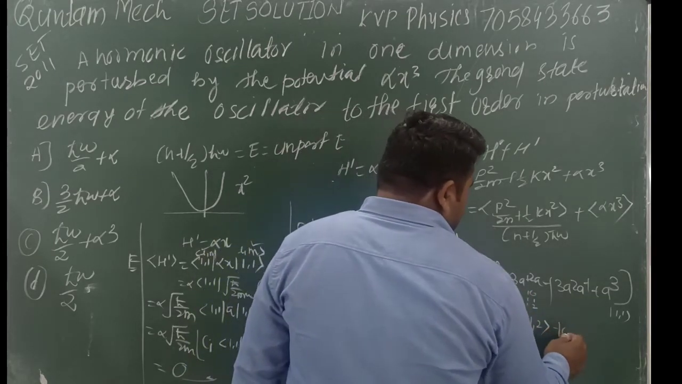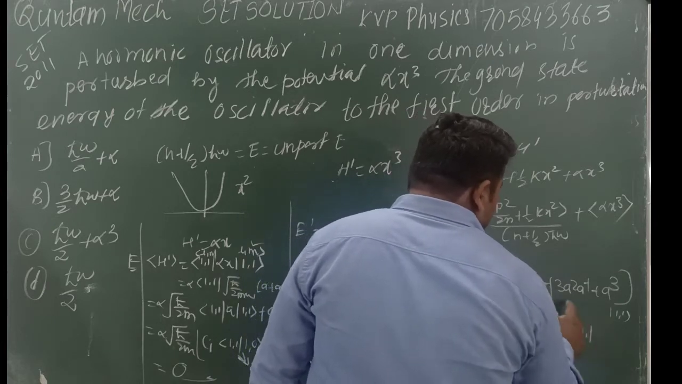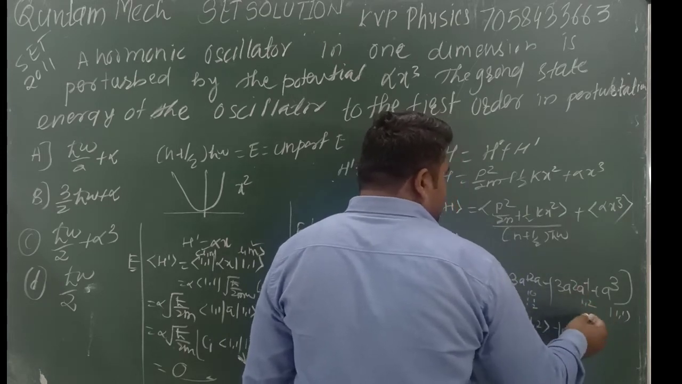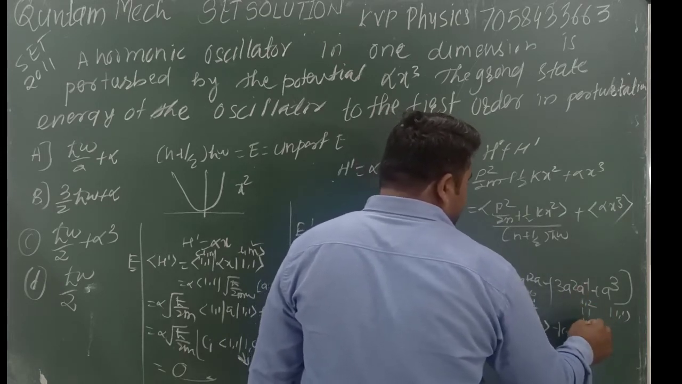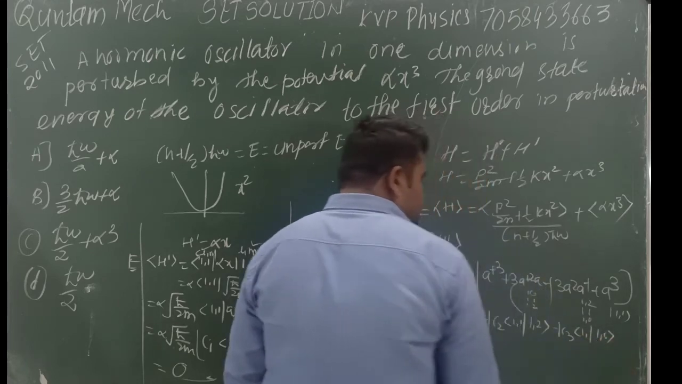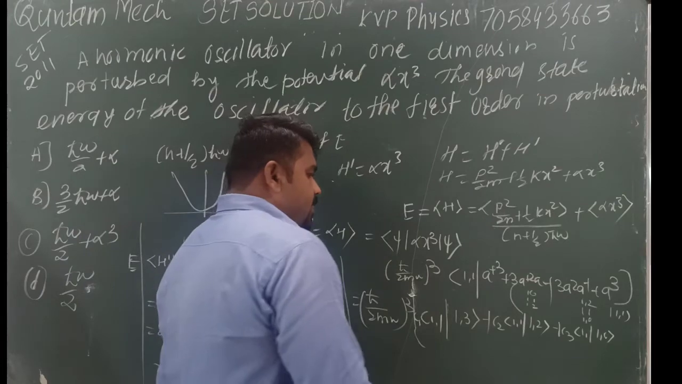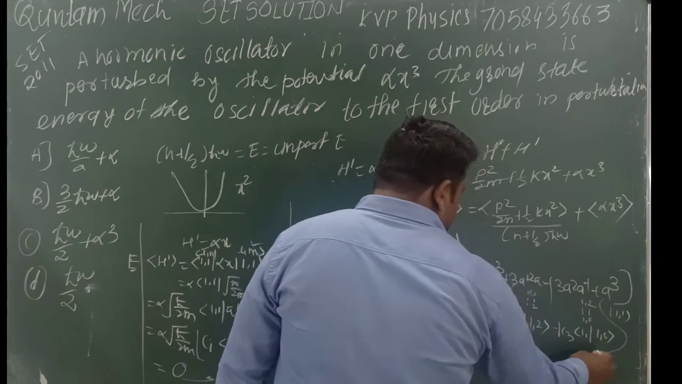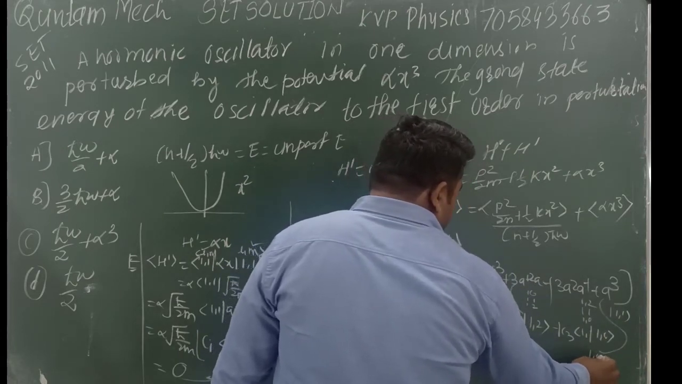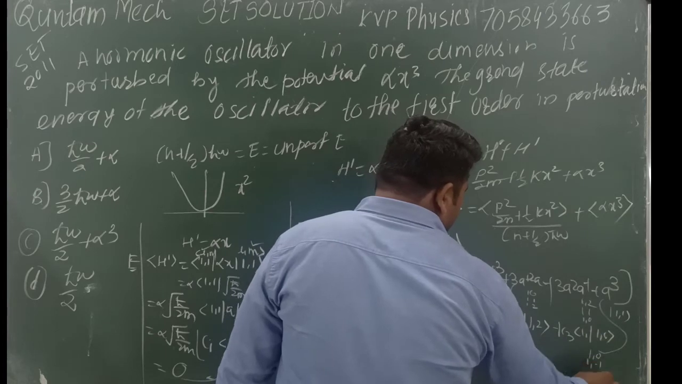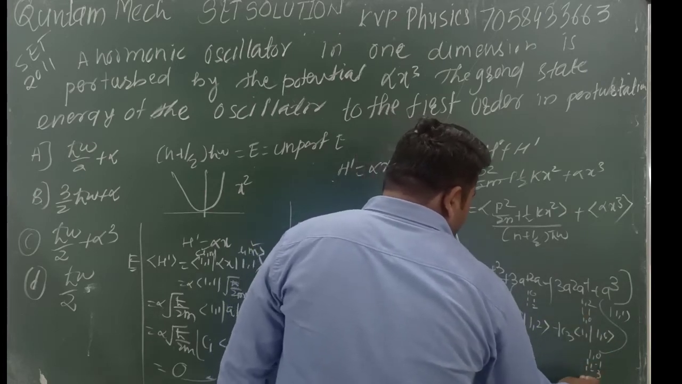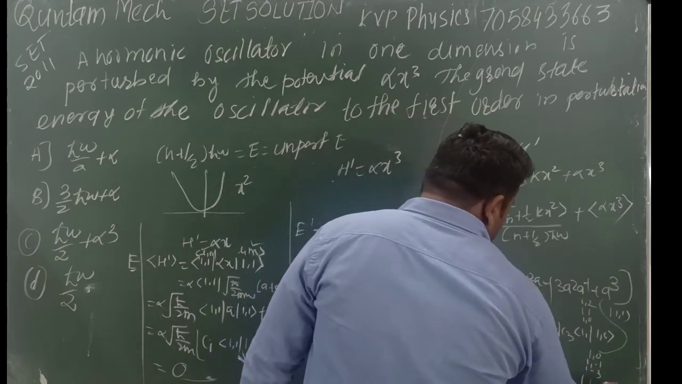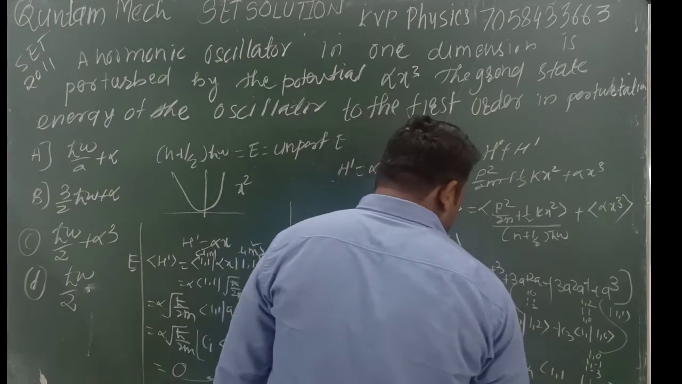Next plus c3 constant, 1 comma 1. A dagger operates on this one, the state increases by 1, so first it becomes 1 comma 2. Next a operates on this one, 1 comma 1. Next a operates on this one, 1 comma 0. Got it? Next a cube operates on this state. First a operates on this state, this becomes 1 comma 0. Next a operates on this one, 1 comma minus 1. Again a operates on this one, and this state becomes 1 comma minus 3, plus some constant c4.